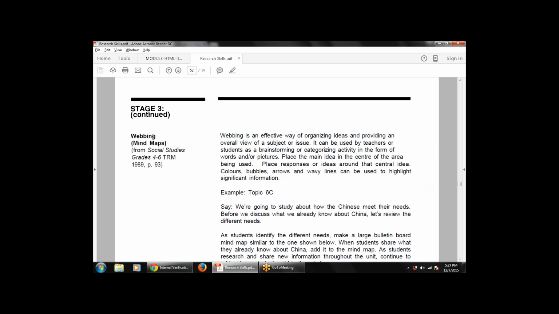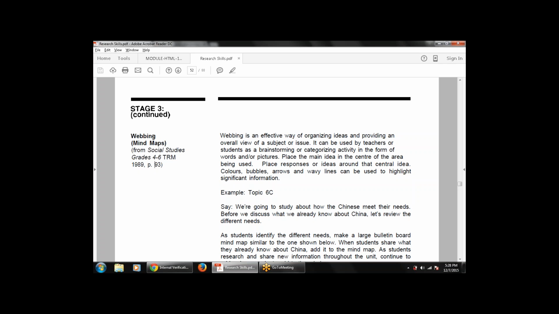So what is the main target, or what is the scenario in this one? The scenario is that you place the main idea in the center of the area that is being used. Place the responses or ideas around that center idea. So first of all, get the idea, then place the responses. What is the main response to the idea?